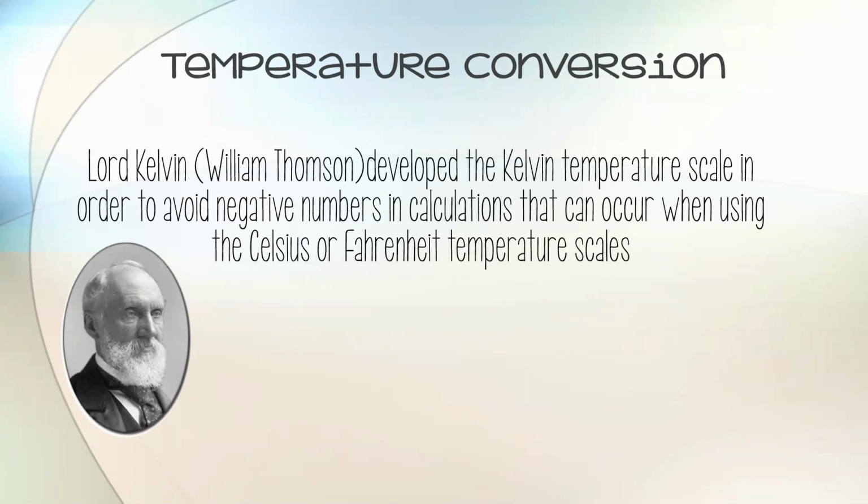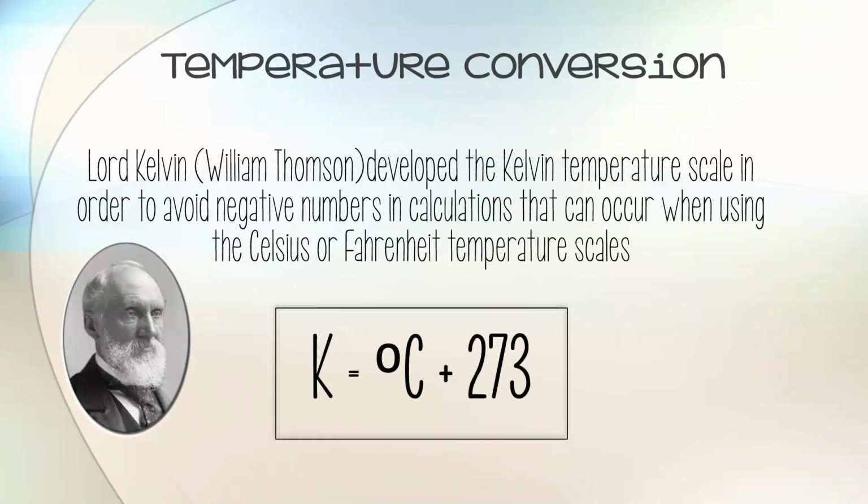So why do we have the Fahrenheit temperature scale, Celsius, and the Kelvin temperature scale? Well, Lord Kelvin developed his temperature scale named after him because he wanted to avoid negative numbers in calculations. So think about it, you can have negative Celsius, you can have negative Fahrenheit. Way back in the day, carrying those negative values made it challenging for calculations without a calculator. So he decided to create his own temperature scale that basically avoided negative numbers.